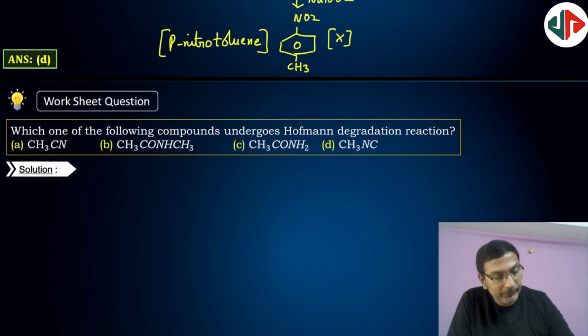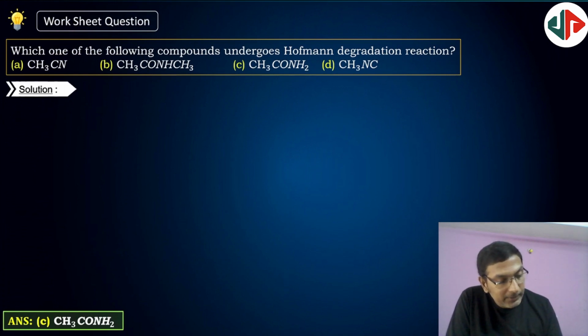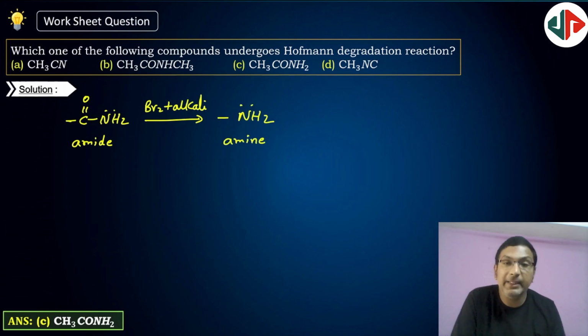Next, which of the following compounds undergo Hoffman degradation reaction or bromide reaction? So here this structure must be there. Amide with Br2 plus alkali, it gives NH2 amine. This is Hoffman degradation or Hoffman bromide reaction.